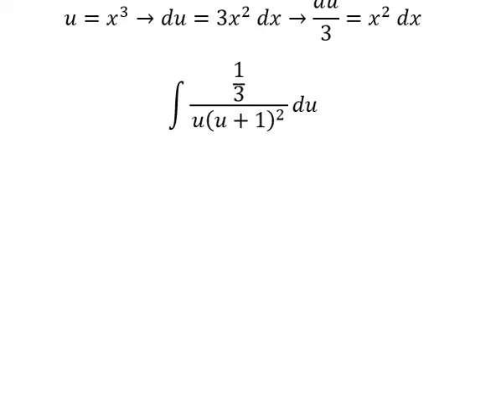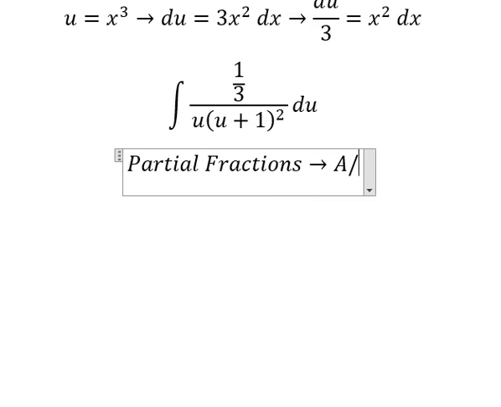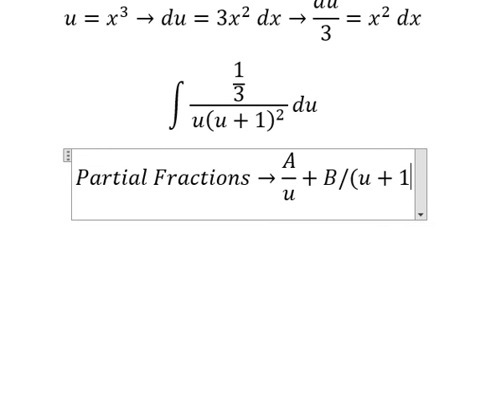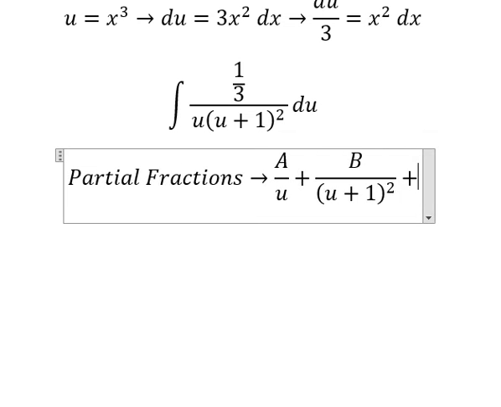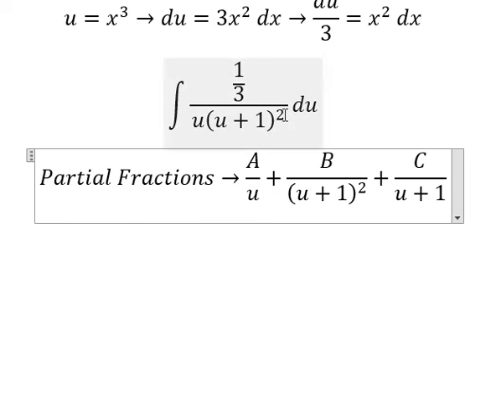Now we need to use partial fractions. So I will put capital A over u, capital B over u plus 1 squared, and capital C over u plus 1. Because we have the power 2 in here, that's why we need to create 2 fractions, but with the power reduced from 2 to 1.